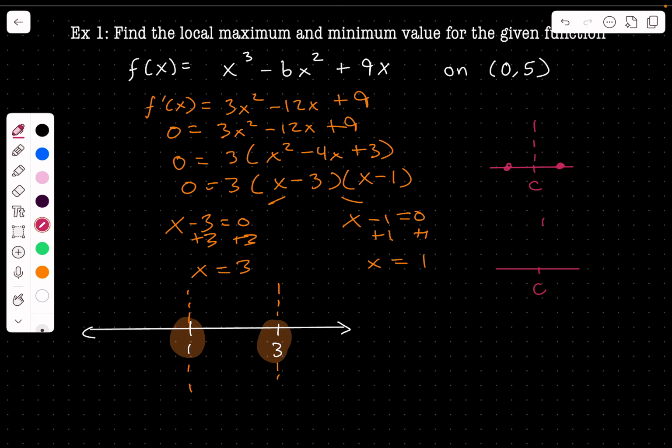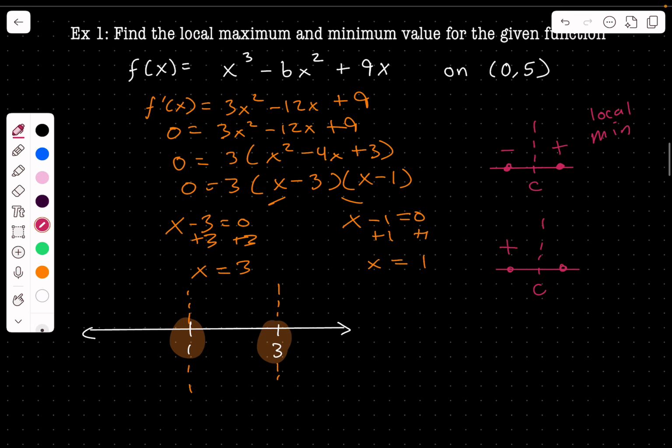So we have our critical values, and then we're going to pick a point on the left side and on the right side of our critical value so that we can see what it spits out. So if on the left we have a negative and on the right we have a positive, then that is a min, a local min or a relative min. If it's going from positive to negative, then we have a local max or relative max. So let's use this in an application.